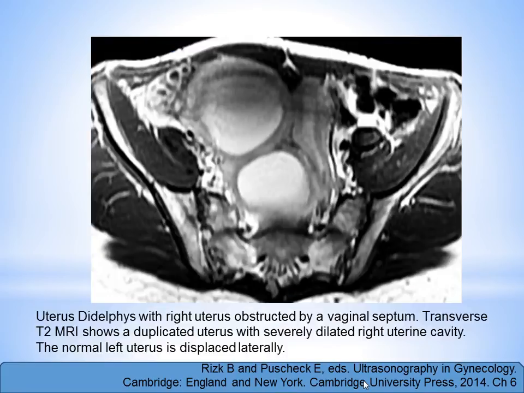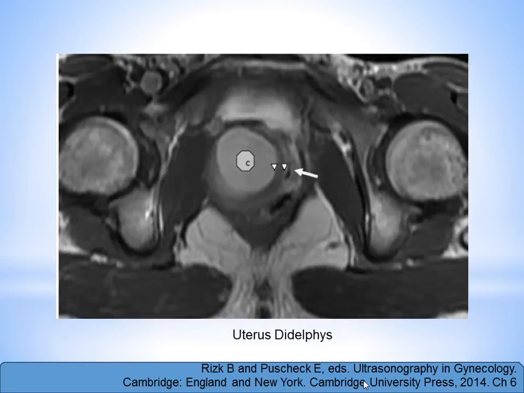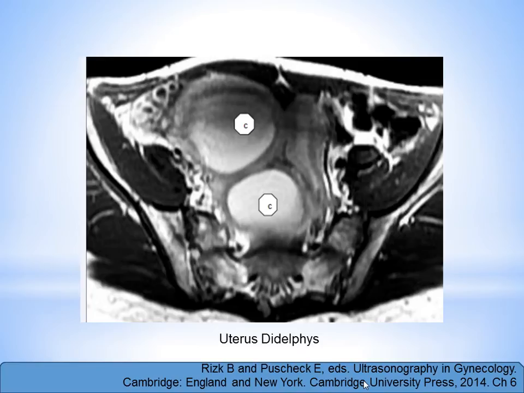This is a uterine didelphys. This is an MRI T2 cut showing you a duplicated uterus with the right side very dilated and the left side normal. And again, uterus didelphys, and then the same uterus didelphys here.